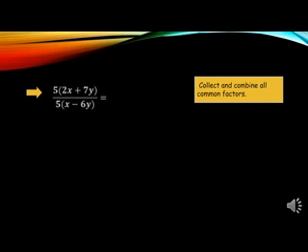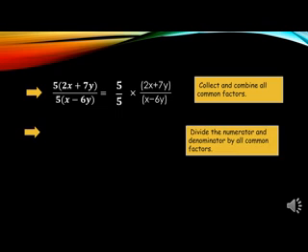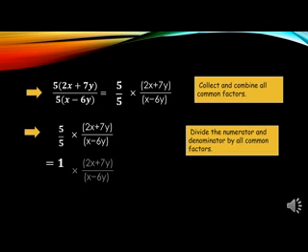Step 3, collect and combine all common factors. So the common factors of 5 times 2x plus 7y all over 5 times x minus 6y is 5. So 5 over 5 multiplied by the remaining factors 2x plus 7y all over x minus 6y. So the fourth step is divide the numerator and denominator by all common factors. So dividing 5 divided by 5 is just equal to 1. Multiplied by the remaining factor 2x plus 7y all over x minus 6y is just 2x plus 7y all over x minus 6y.